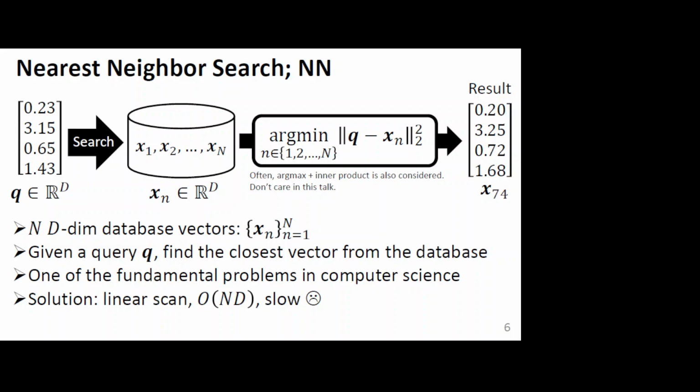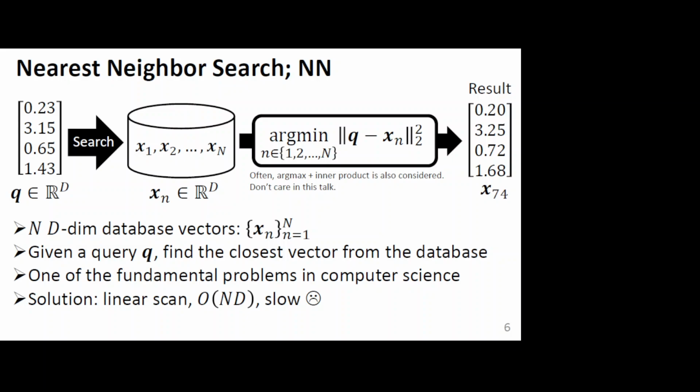It's a very simple idea: we just find the nearest one from the data set. It's a fundamental problem in many areas, in machine learning, information retrieval, data mining, and computer vision. They are fundamental techniques widely used in many areas.